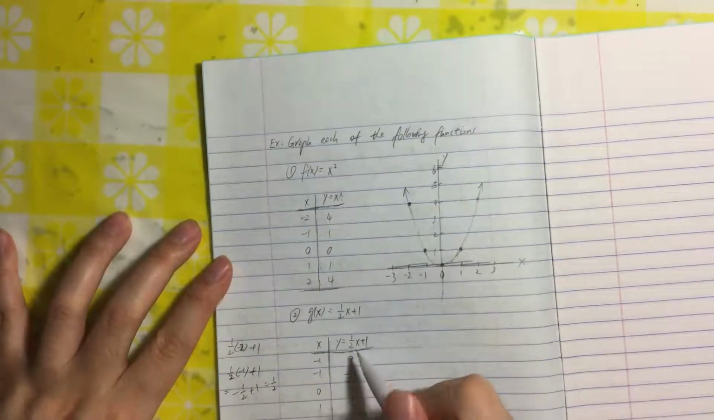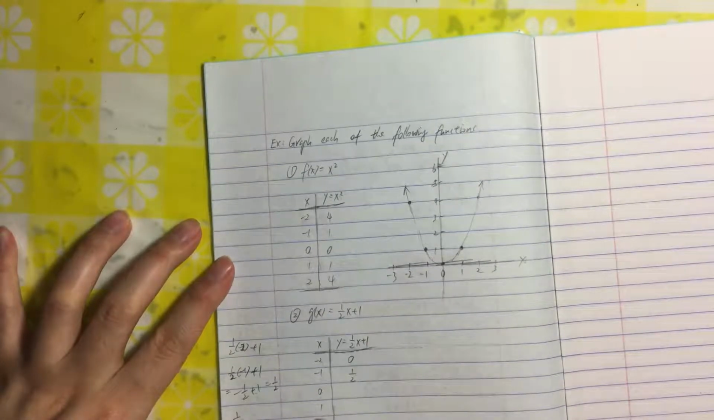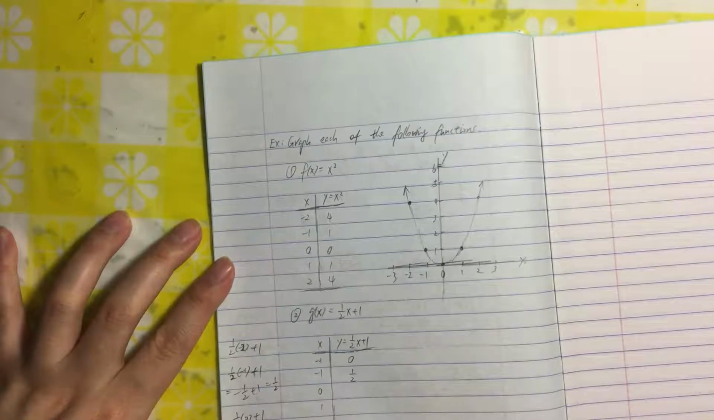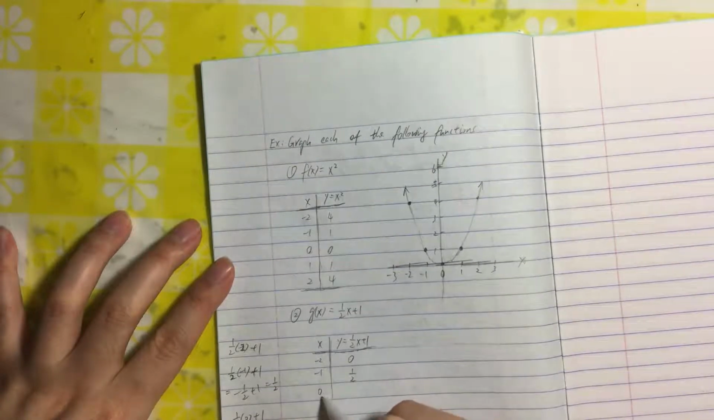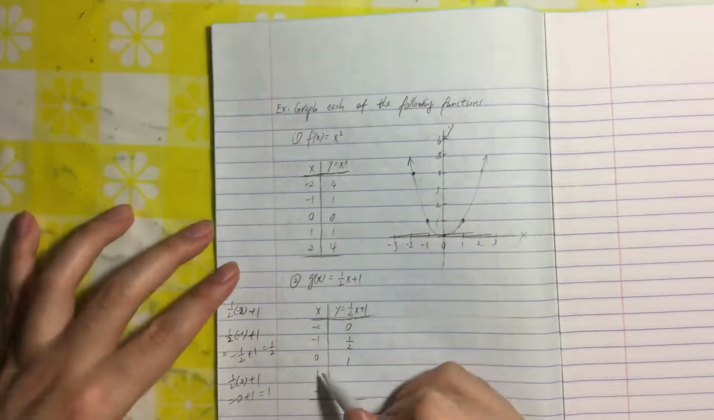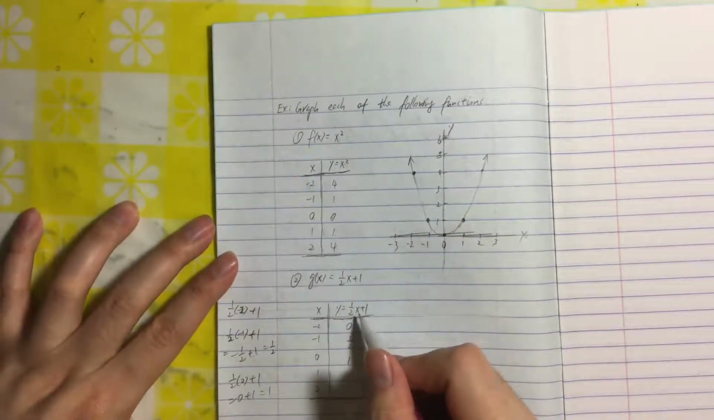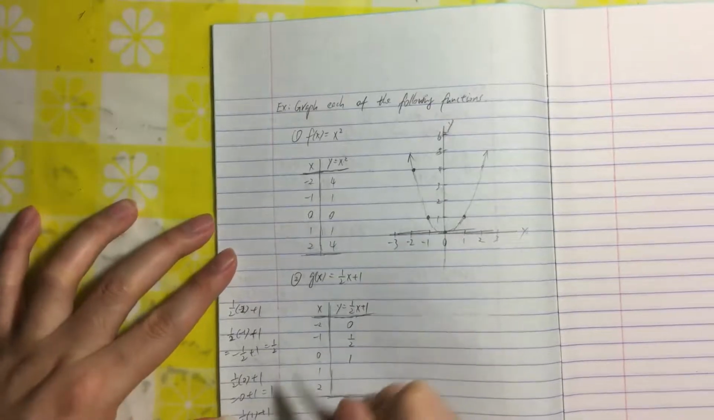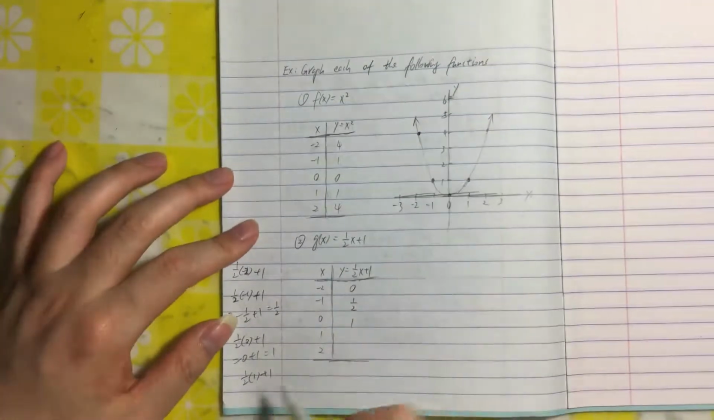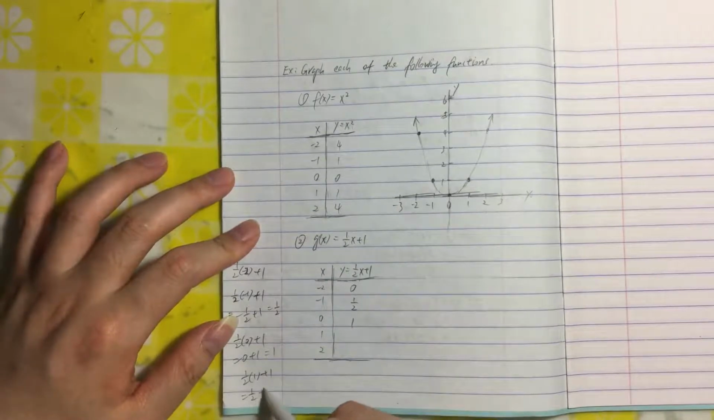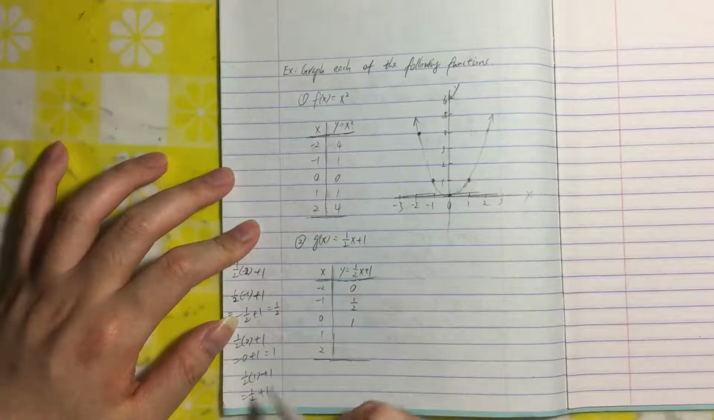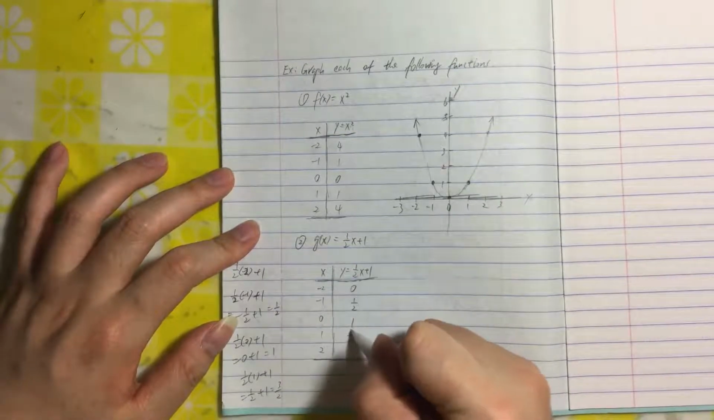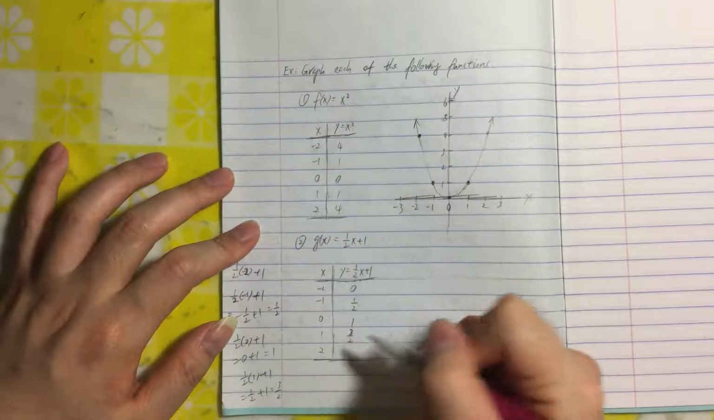If I plug in 0, I get half times 0 plus 1. Half times 0 is 0. 0 plus 1 is 1. If I plug in 0, I get 1. If I plug in 1, I get half times 1 plus 1. Half times 1 is half. Half plus 1 is 1.5, which is 3/2. So if I plug in 1, I get 3/2.